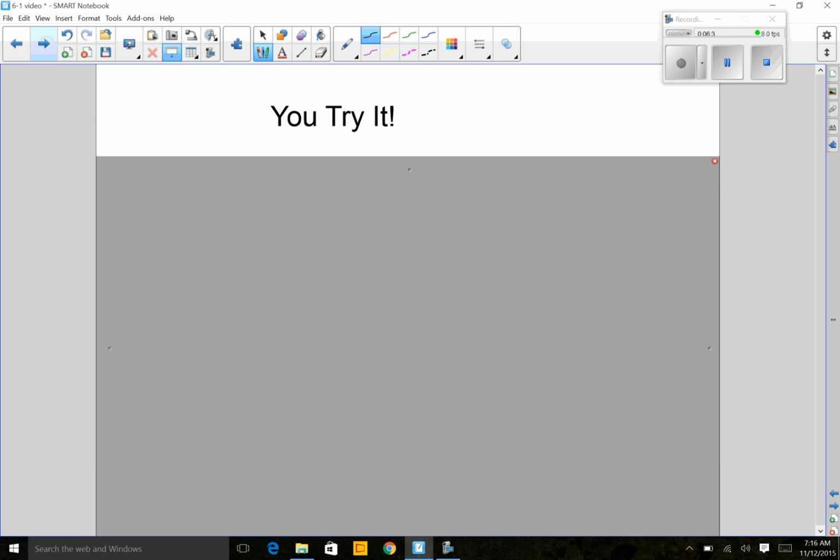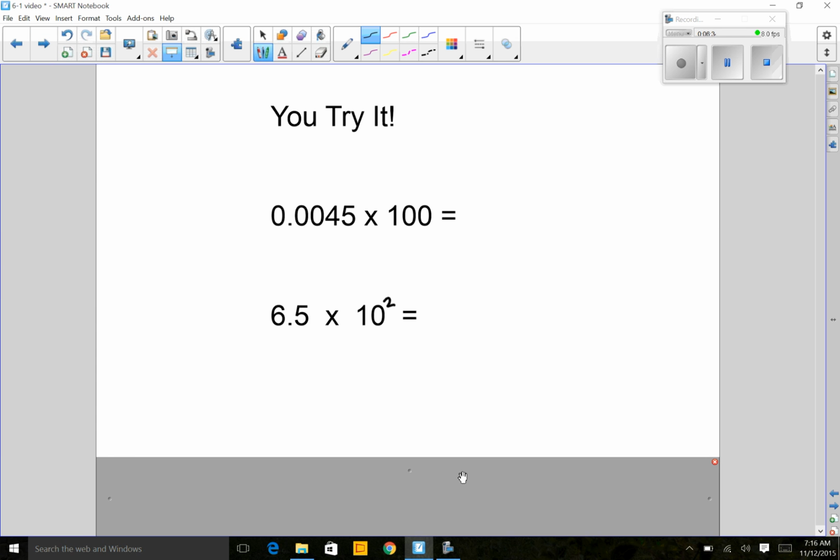Okay, I want you to try it. There are 2 for you to try. Okay, how do we do? So in this case, we're multiplying our 45 10,000ths times 100. So we're moving over how many places? 2 places: 1, 2. So this would become 45 hundredths.